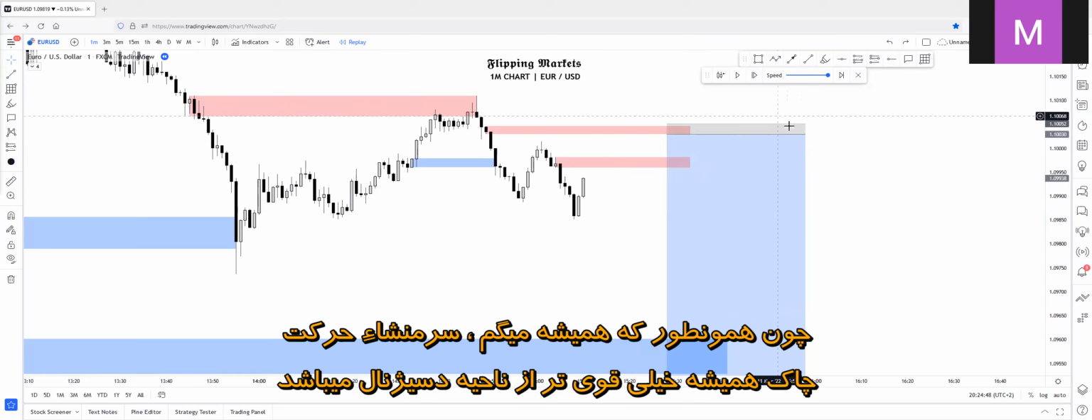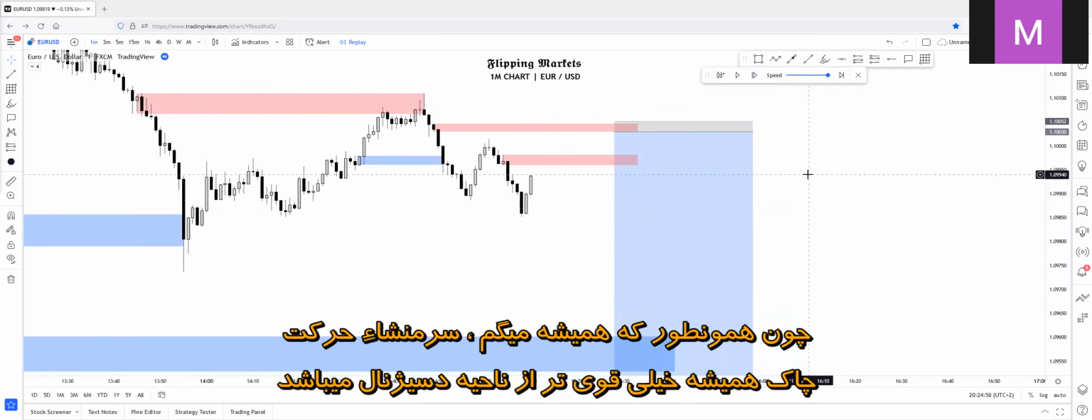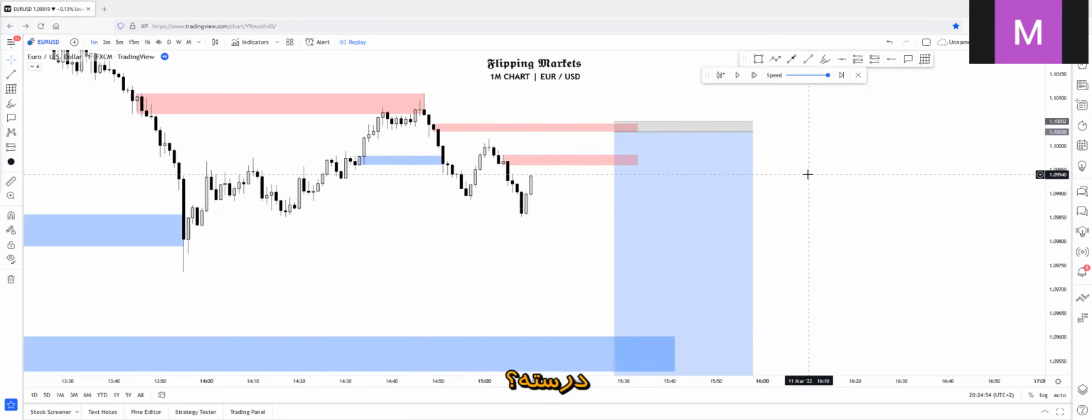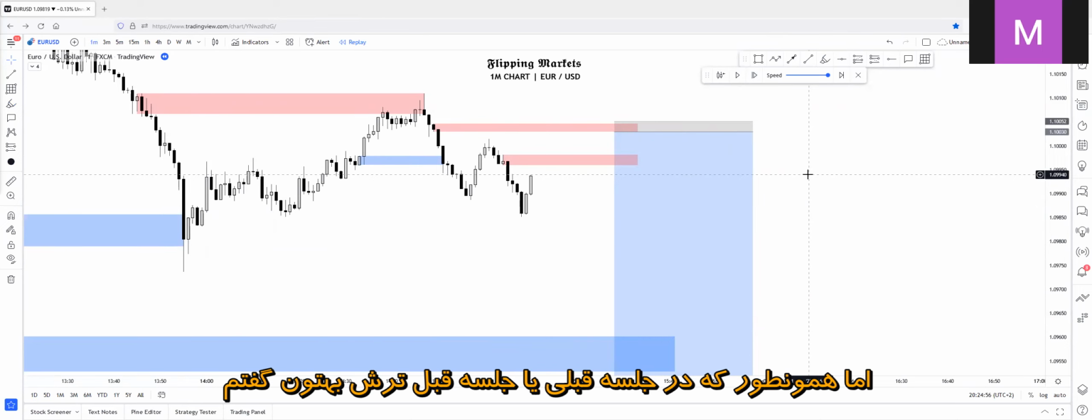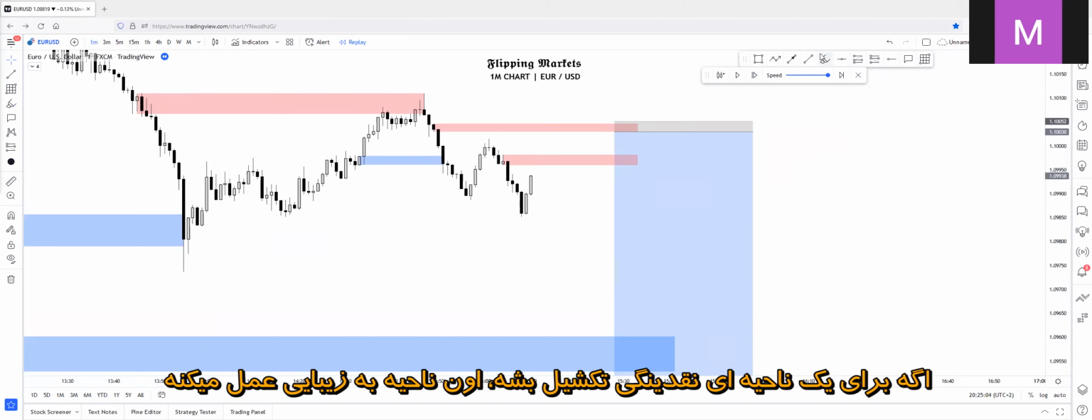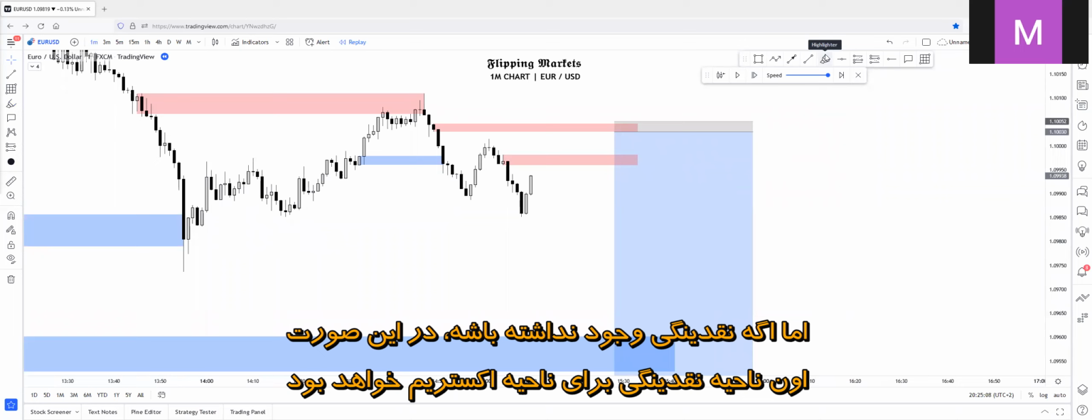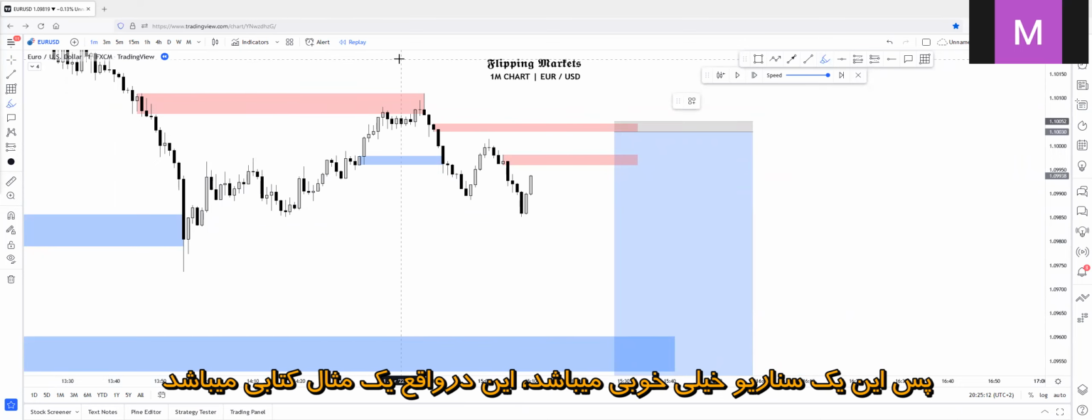Because as I always say, the origin of the change of character will always be stronger than the decisional zone, right? But as I told you in a previous session, if there's liquidity for a zone, that zone will be played out perfectly. But if there's no liquidity for a zone, that zone will be the liquidity for the extreme one. So this is the perfect scenario for this.